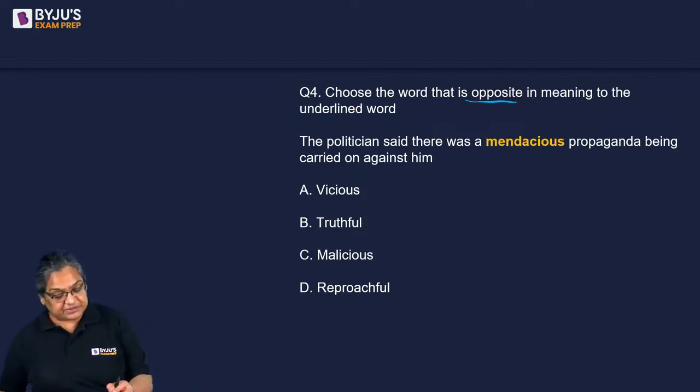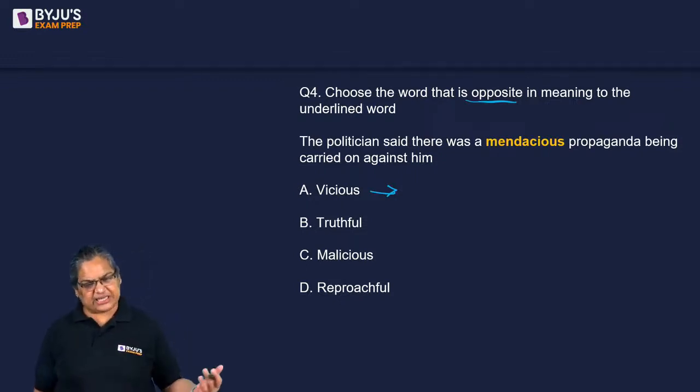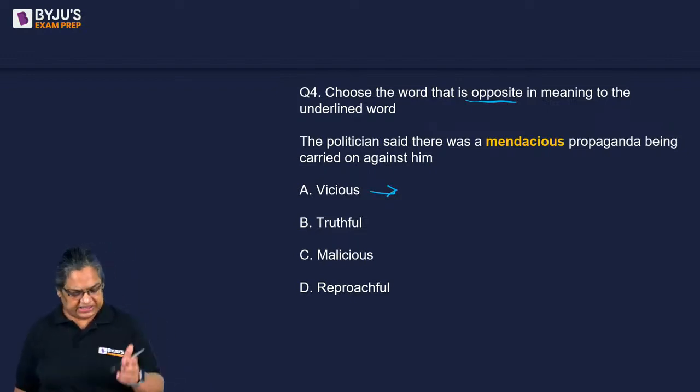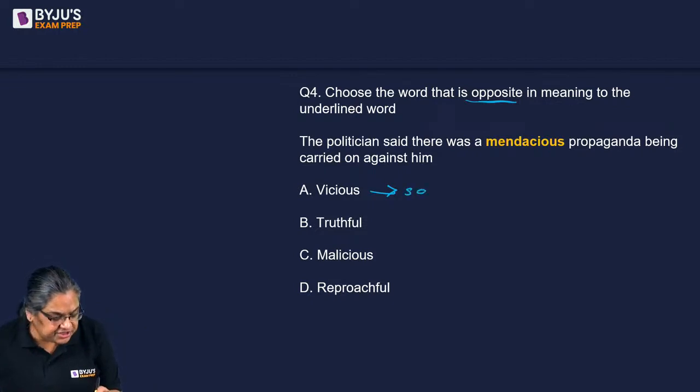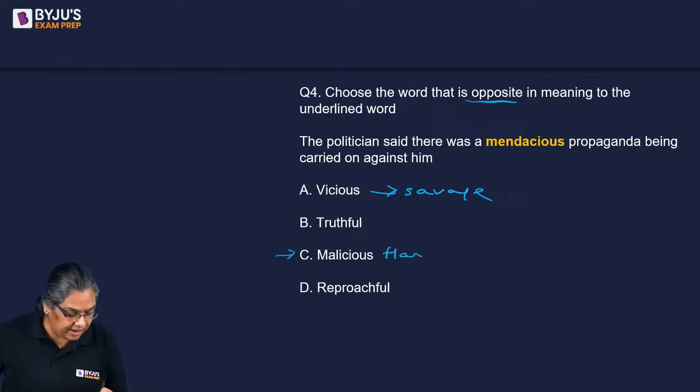So what does vicious mean? What does vicious mean? Vicious campaign, vicious propaganda, harmful, evil. Okay, vicious means brutal, savage. Actually, vicious, the best word is savage. What does malicious mean? Full of malice, again, which means harmful.